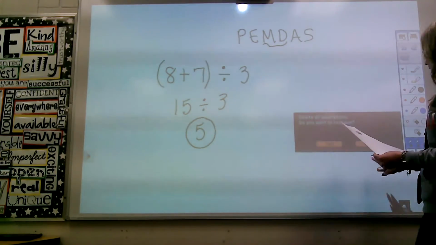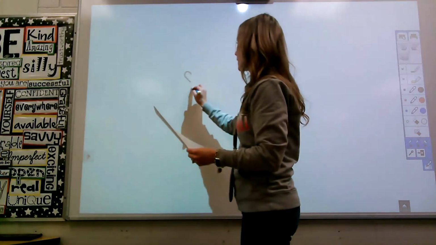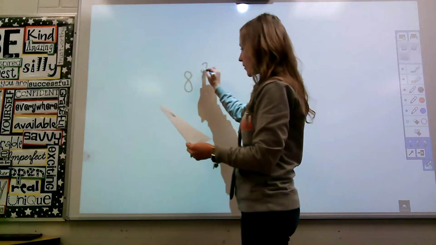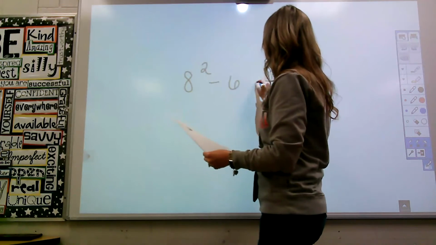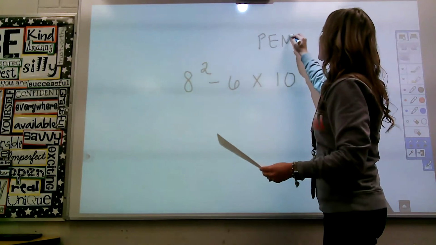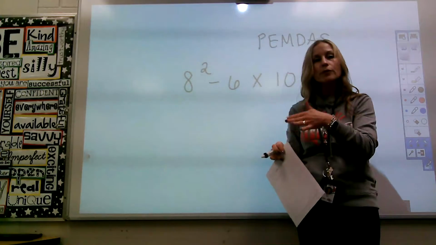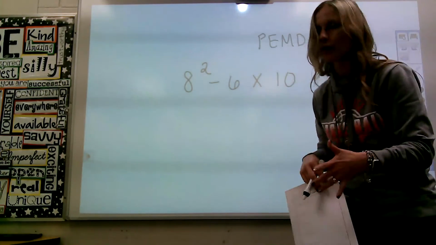Let's try another. This time we're going to throw an exponent in. 8 to the second power minus 6 times 10. We're still going to use PEMDAS to help us go through the steps and make sure we do things in the correct order. If you don't do things in the correct order, you will come up with an incorrect answer.